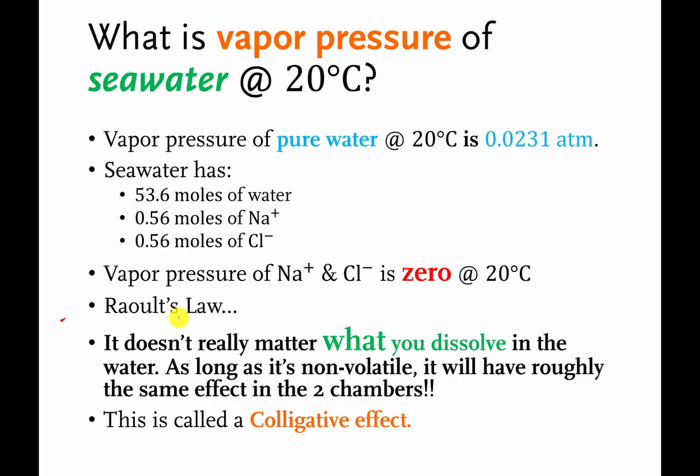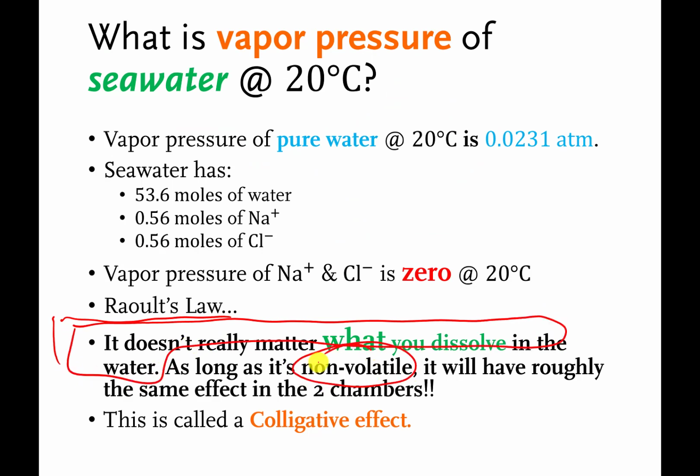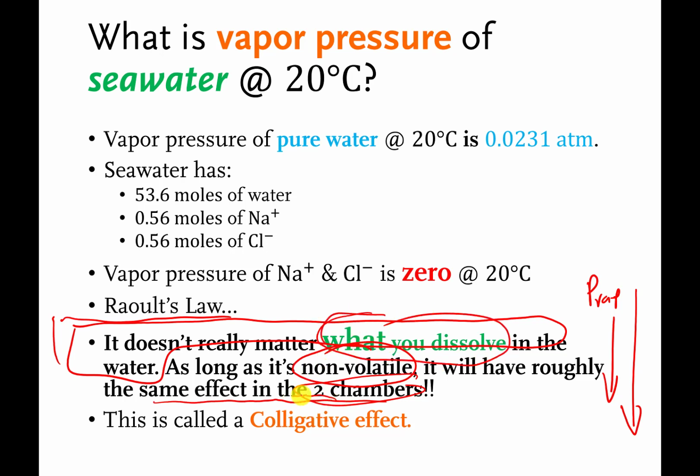The other thing that I want to emphasize before I end this video is it doesn't really matter what you end up dissolving in the water. As long as it's non-volatile, it's basically going to have roughly the same effect, not only on the two chambers, but it's going to have the same effect on reducing the vapor pressure of the water. So if you dissolve more salt into the water, the vapor pressure of the water is going to go down and down and down. And this effect, when it doesn't really matter what you're dissolving, is called a colligative effect.